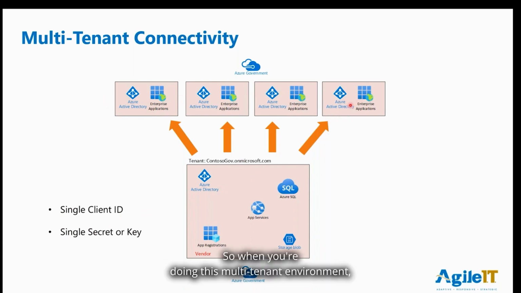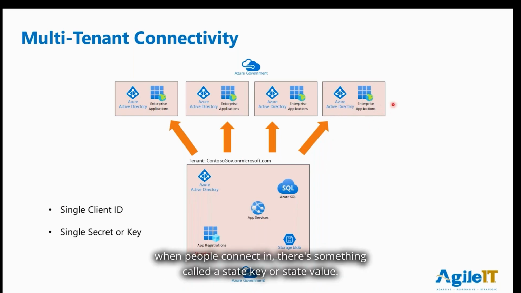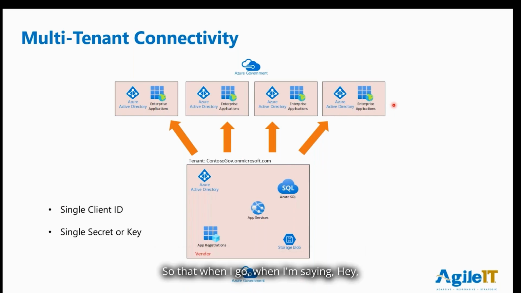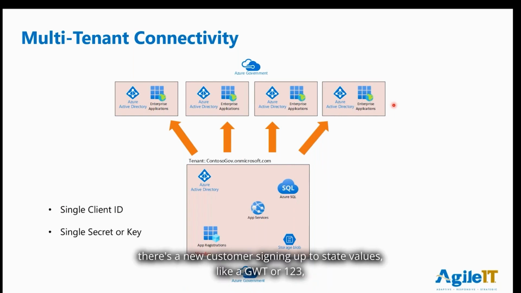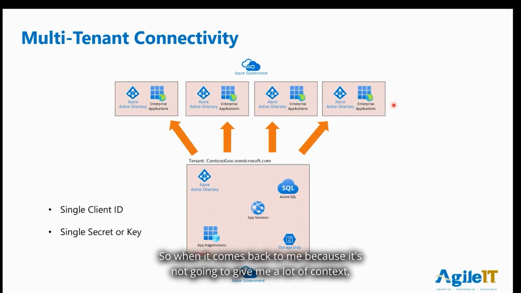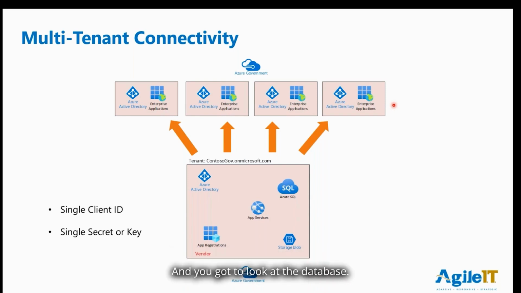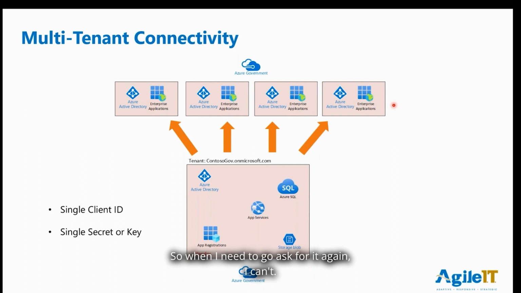So when you're doing this multi-tenant kind of environment, when people connect in, there's something called a state key or a state value, so that when I'm saying, hey, there's a new customer signing up, the state value is like a GUID or 123, and I store it in a database. So when it comes back to me, because it's not going to give me a lot of context, it's going to say, hey, we're good, and you have to look at the database. Here's my state key. Oh, this matches, so it's for that tenant, and now I know the tenant. So when I need to go ask for it again, I can.